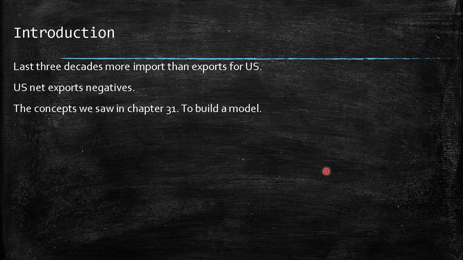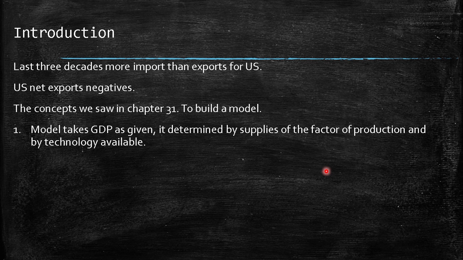Based on the tools that we have already developed in chapter 31, we're going to build a model. First, the assumptions we are going to make in order to set up this model. First, GDP is taken as given, because at the end of the day it is determined by the supplies of the factors of production and by the technology available. So in this case we don't have any influence from other factors, and we are keeping the economy's prices as given. Prices are not going to change immediately in our model, because we're going to center more on an open economy, the fluctuations and interaction with abroad, basically.